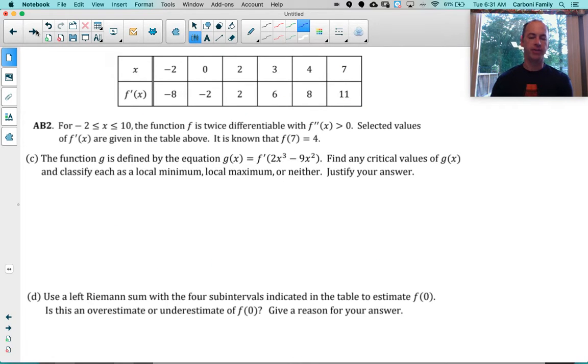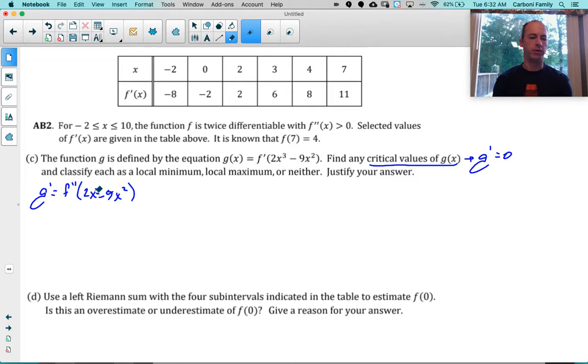So we have function g being introduced, and g is given by f prime of that expression. Find critical values of g. So critical values, first thing I'm going to think is that I need g prime to equal 0, and then classify each as a local min, max, or neither. Justify your answer. So you always want to make sure you have work that supports your answers. So g prime is going to be a chain rule. That would be f double prime of 2x cubed minus 9x squared.